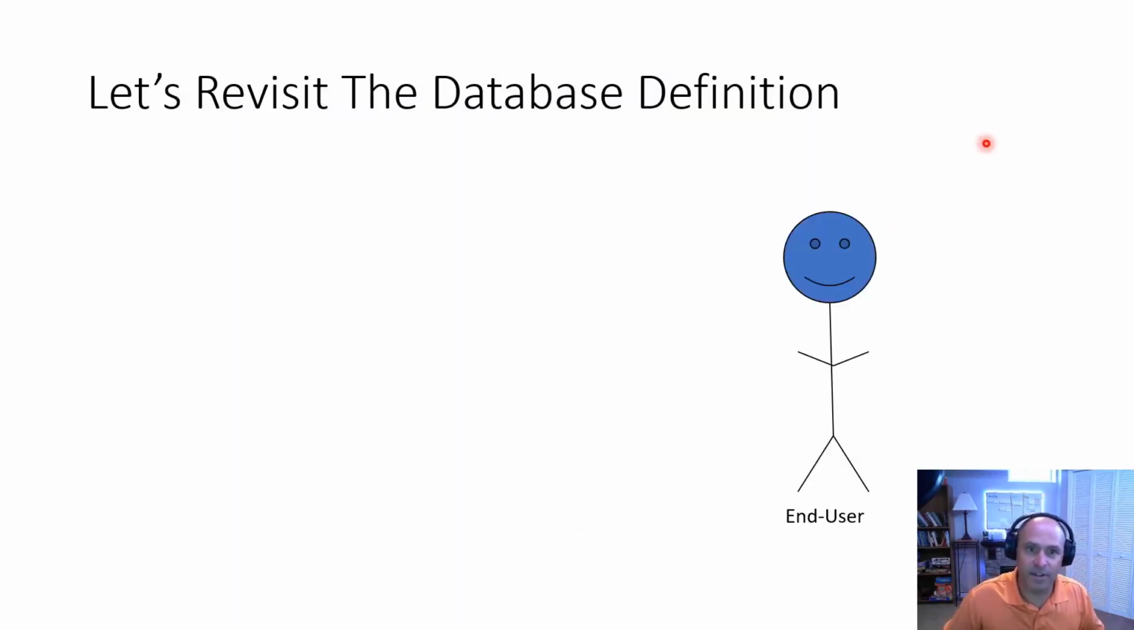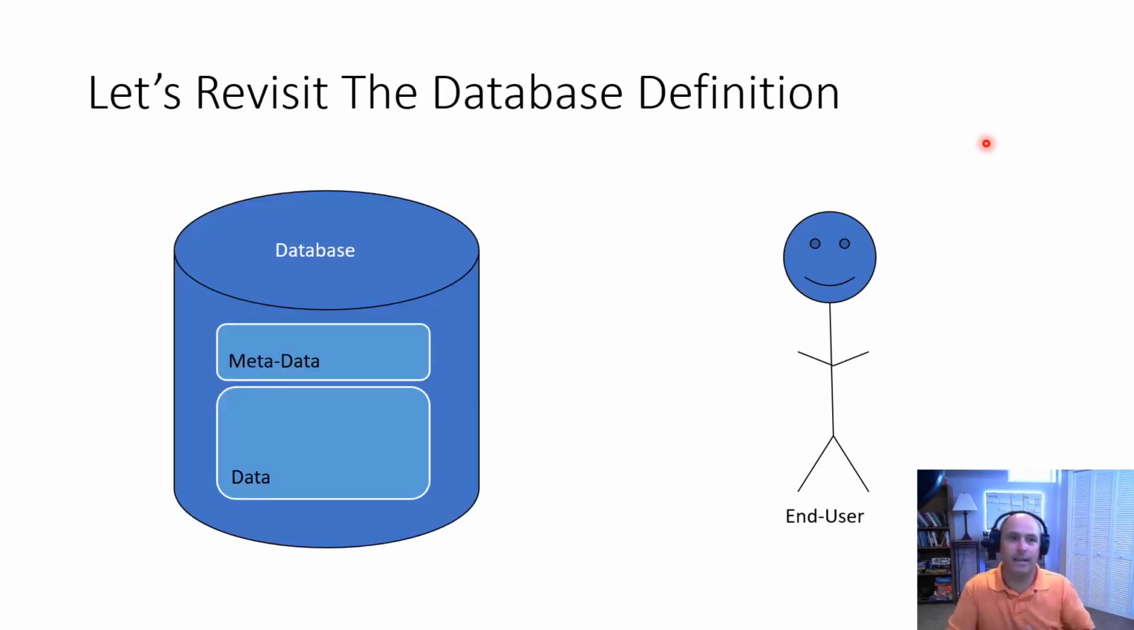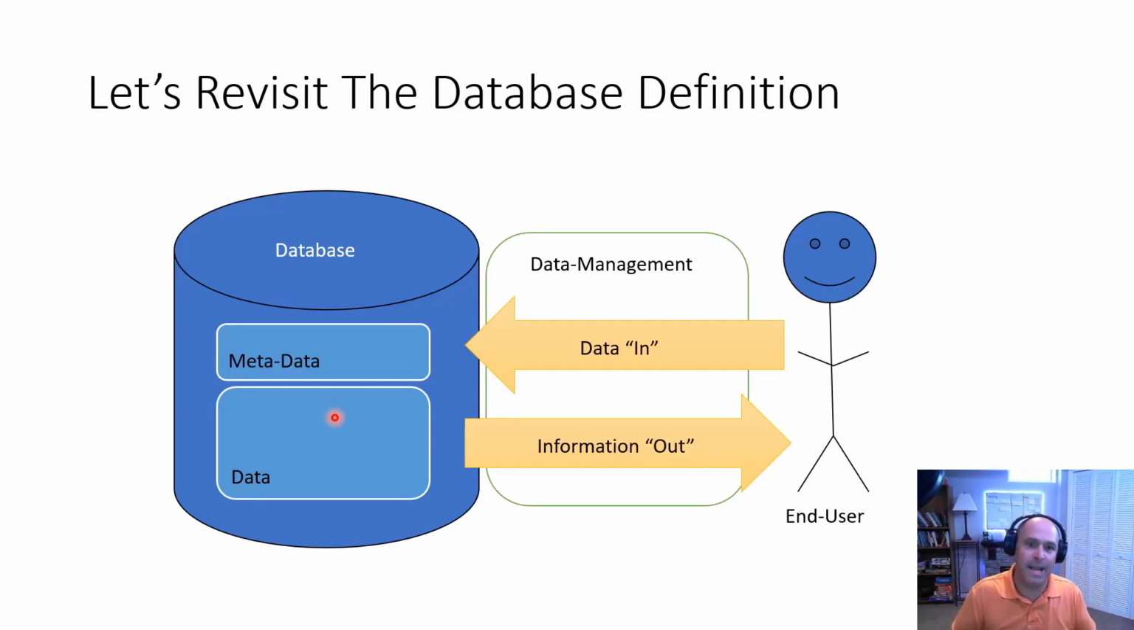So let's revisit our database definition. On the left, we have the database, and the database consists of at-rest data and metadata. There are structures and rules, and there's the data itself. And then ultimately, to get the data in or get the data out, we need data management. So there's commands you issue to the database that say, put this data in the database. And then the metadata rules govern how that happens. And then likewise, when you ask for information out, there's data management rules as part of the metadata to govern that.